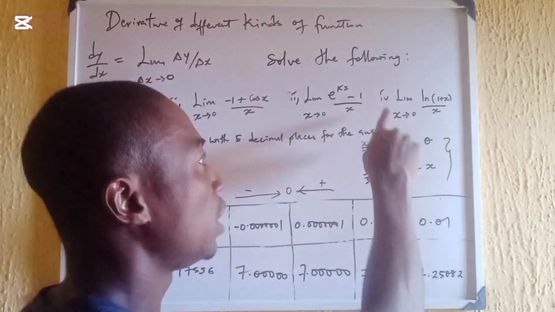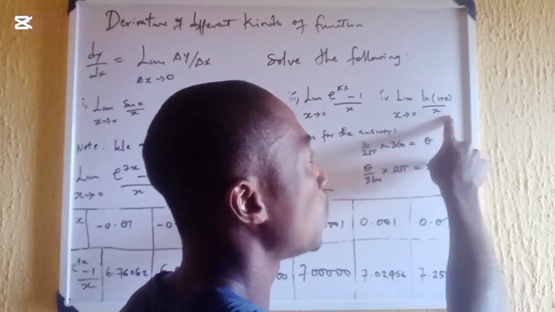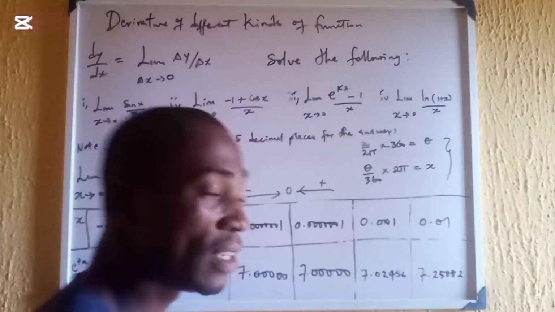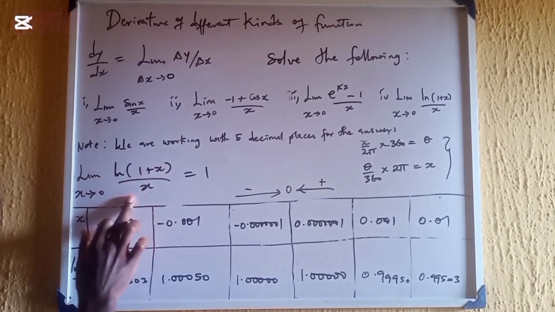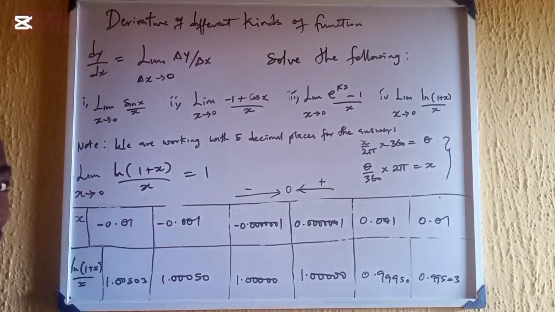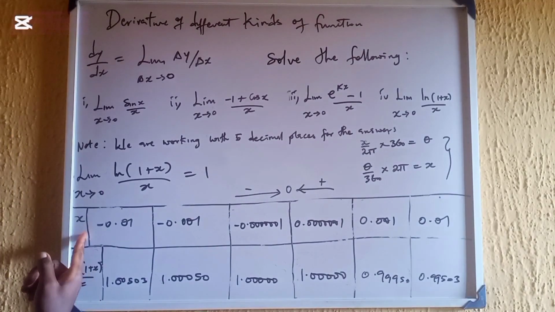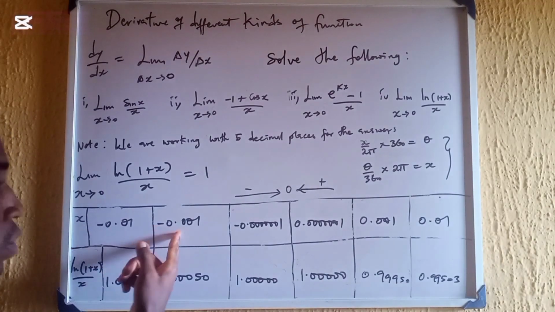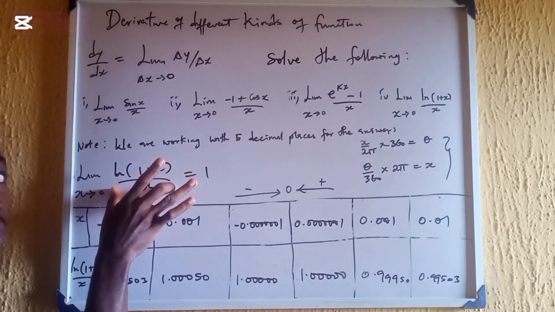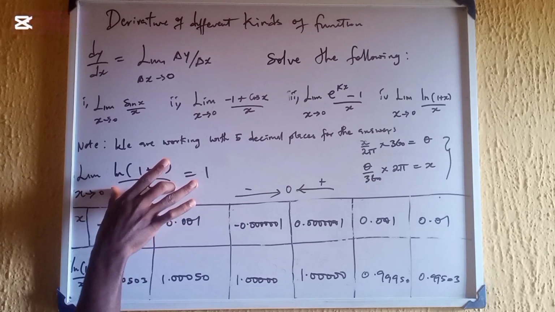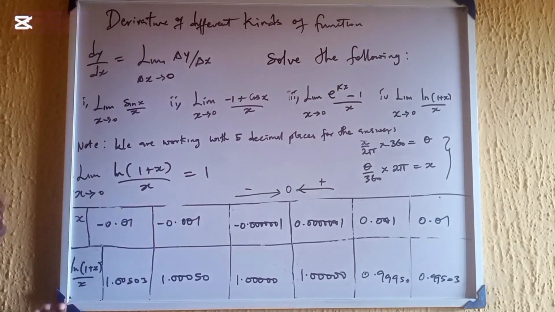Let's look at the fourth one. Limit of ln(1 plus x) over x as x tends to 0. What is it? 1. How do we know? Just do your calculations and you will know. Here we have x as minus 0.01, minus 0.001 and so on. Now, because this is not a trigonometric function, we will not be using the equivalent in degrees. We'll just work with the value we have. So these are the values we have.